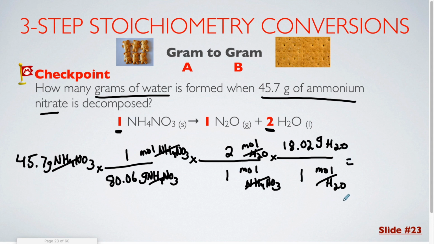From here, I am going to multiply and divide across, and then I'm going to round from my initial significant figures, which were 3. So that's going to come out to 20.6. My unit is grams of H2O. So you should always include your unit and also the element or compound that you are ending with.